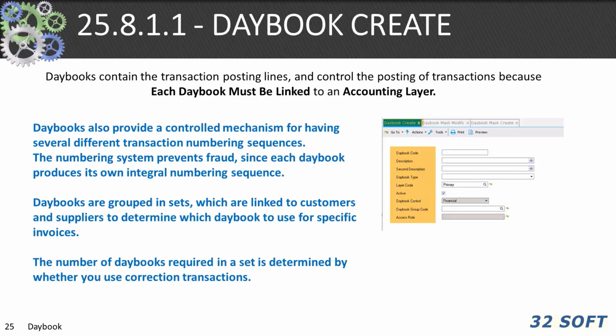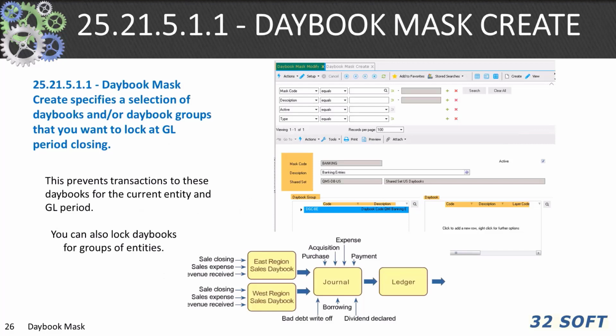Daybooks provide a controlled mechanism when requirements call for having several different transaction numbering sequences. Numbering schemas prevent fraud since each daybook produces its own integral numbering sequence. Daybooks are grouped in sets, which are then linked to customers and suppliers to determine which daybook to use for specific invoices.